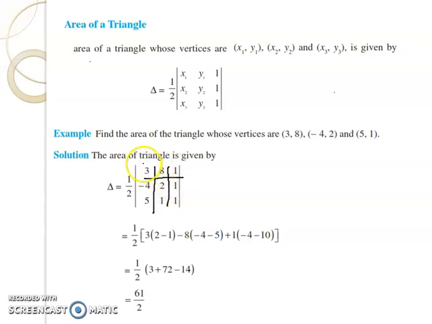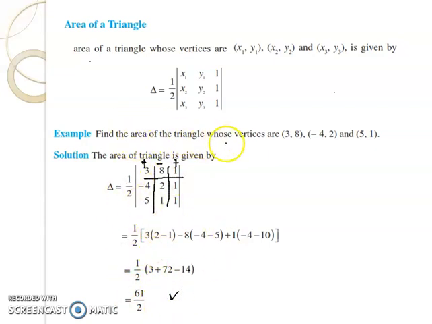Right? Then plus, you know there is a sign of plus, minus, plus. We learned why this plus minus is coming when we were solving determinants, right? So minus 8 into (-4 minus 5), plus 1 into (-4 minus 10), 5 twos are 10. Solving this calculation, you will be getting 61. 61 into 1 by 2, 61 upon 2 will be the answer.